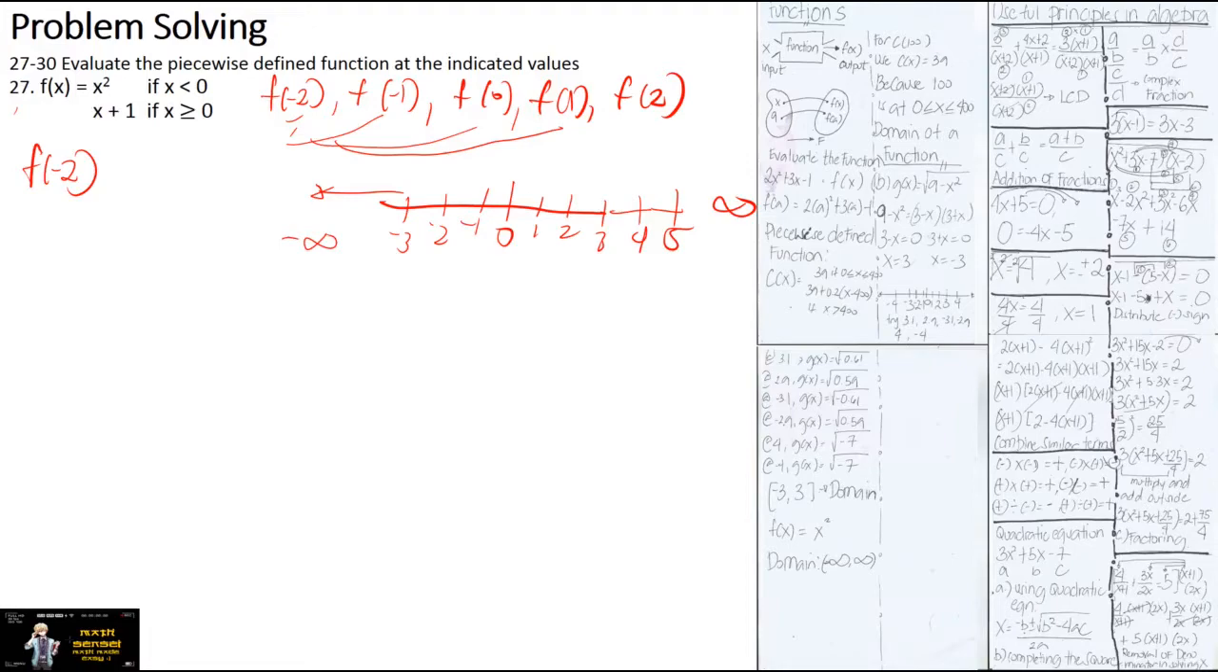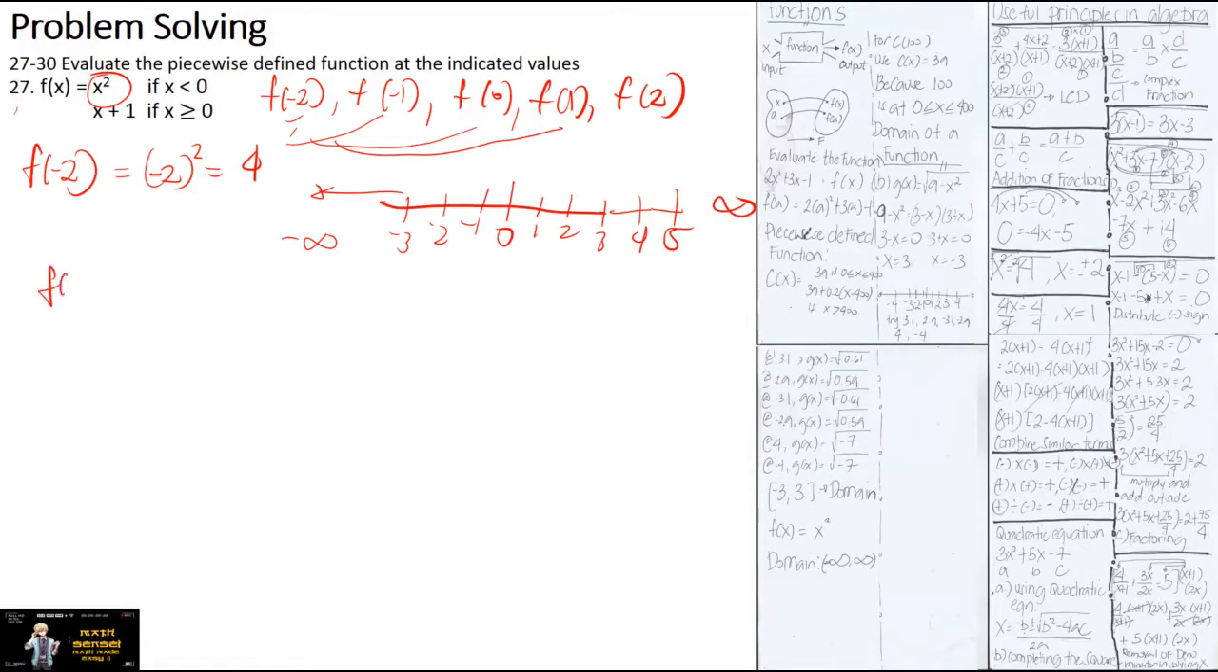x is less than 0. Correct. Diba? 0 is greater than negative 2. So, it is less than 0, yung negative 2. So, ito pipiliin natin. Bali yung mangyayari, substitute mo lang to. Nga lang, ito equation na paglalagyan mo ng value ng nilagay mo rito. It will be negative 2 squared. So, that's positive 4. Okay?